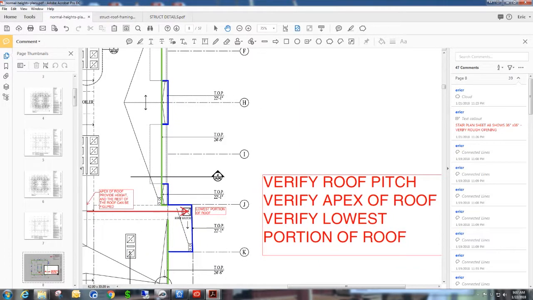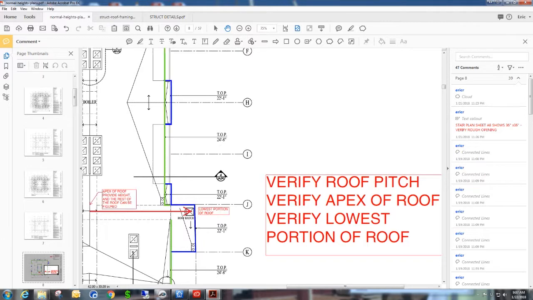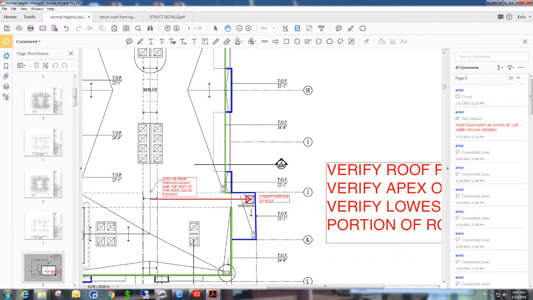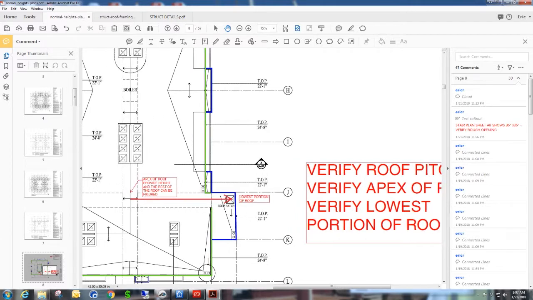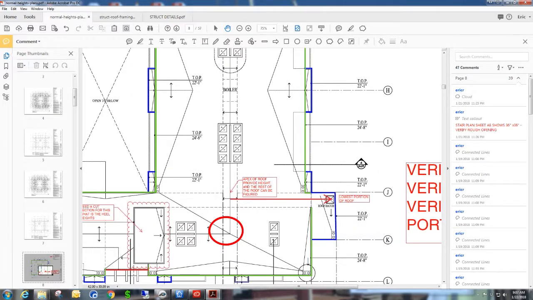Either I need to verify the roof pitches, since there's multiple of them, or I need to verify the apex of the roof and verify the lowest portion of the roof. With the apex height given, I can figure what pitch it needs to be if I know what the heel height needs to be. This apex has to match this one, meaning that this pitch is increased faster than this roof pitch.